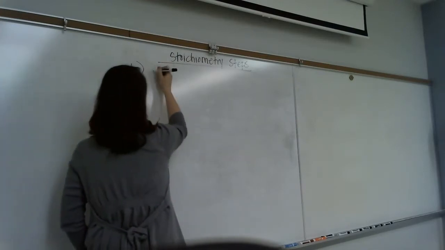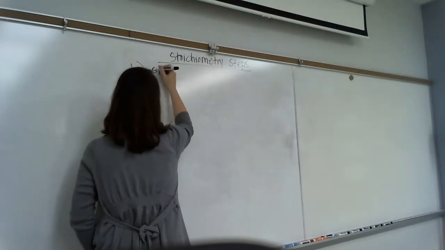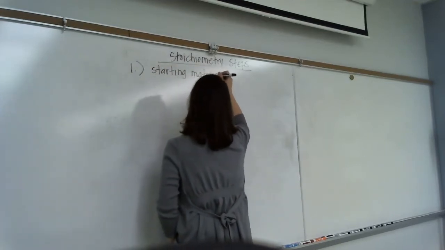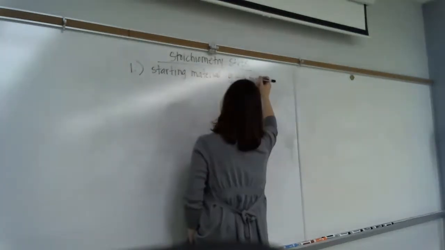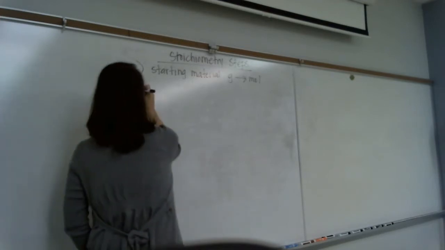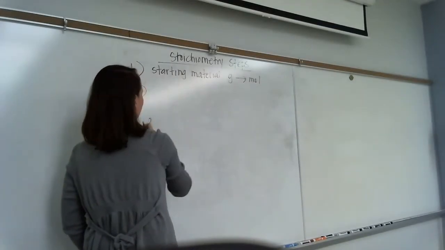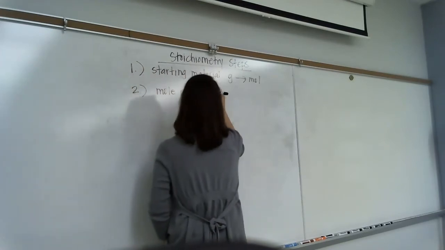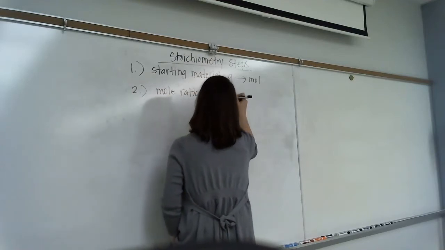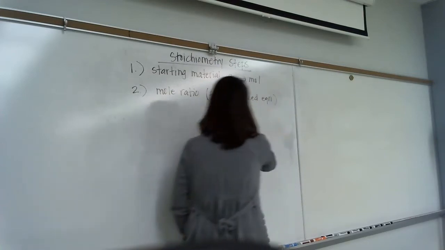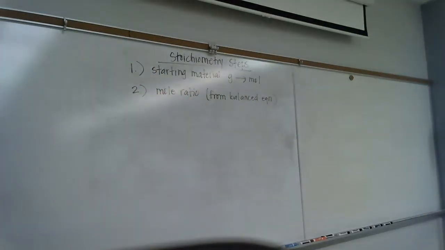Step 1 is you're going to take your starting material, whatever it is, and you're going to convert grams to moles using molar mass. See, this is why we had to review mole conversions first. Then step 2, you're going to take that number and go straight into step 2. You're going to do a mole ratio step. And this is from the balanced equation. This is why you have to have a balanced equation before you can do any stoichiometry.